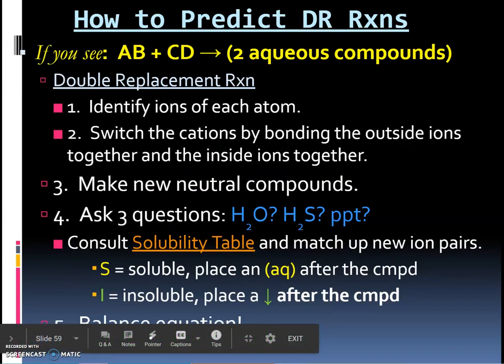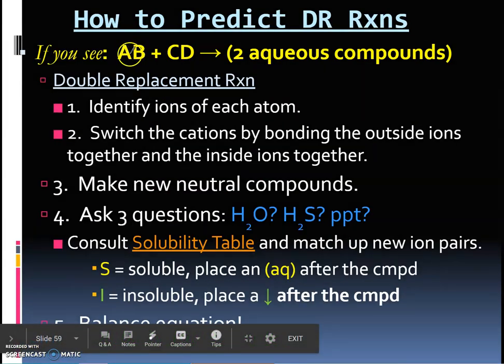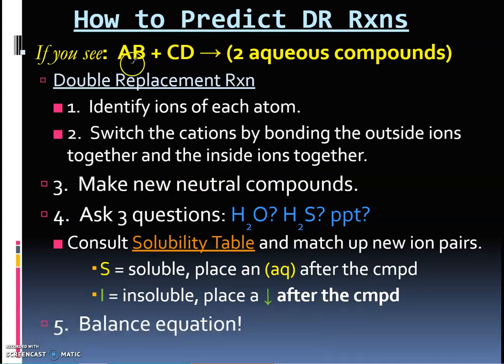All right, so if you see your two compounds, AB plus CD, they're going to be aqueous, and then we're going to wife swap them, switch them out. So look at the ions, switch the cations by doing the outsides and the insides together, make your neutral compounds, and then ask yourself the three questions. Did I make water? Did I make H2S? Did I make a precipitate?